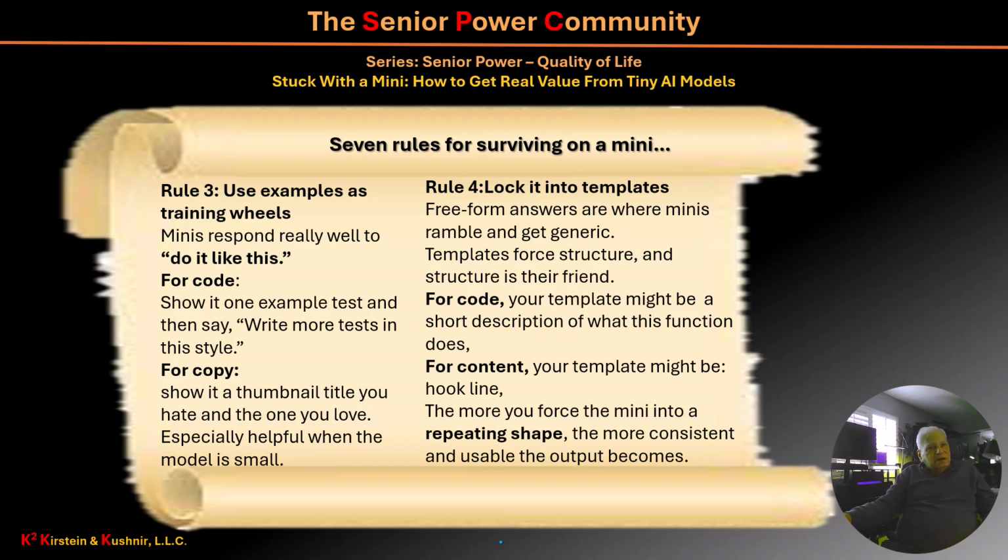For code, show it one example test and then say, write more tests in this manner. For copy, show it a thumbnail title that you hate and the one you love, and say, generate 5 more like this good one. You're not just telling the model what you want, you are showing it. That's especially helpful when the model is small. Fourth rule, lock it into templates.